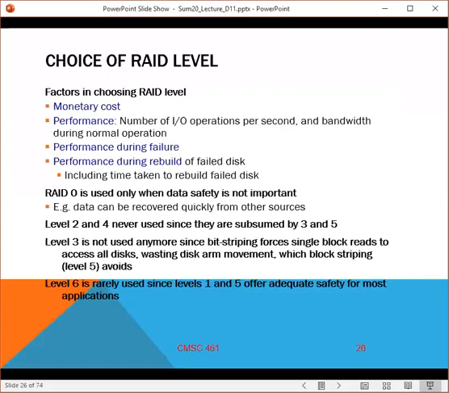And level 6 is rarely used because you have level 1, which is mirroring. Obviously, level 1 costs more in terms of disk costs, but level 1 and level 5 usually have enough security for the applications that we are using in business today.